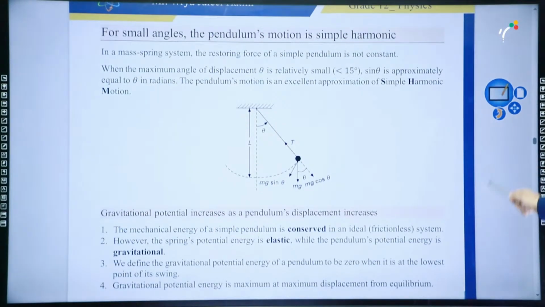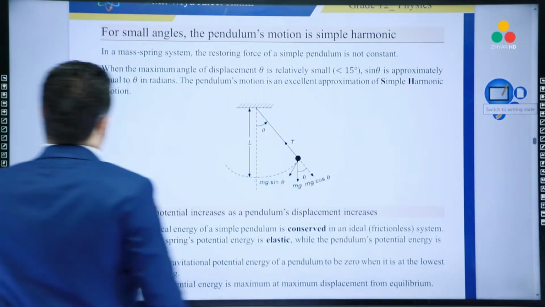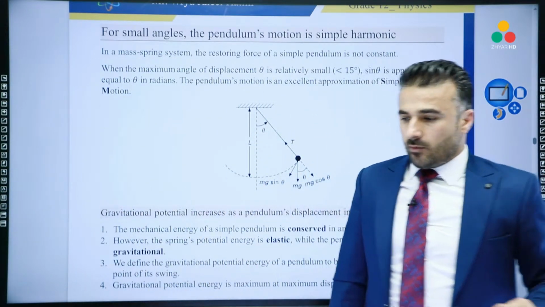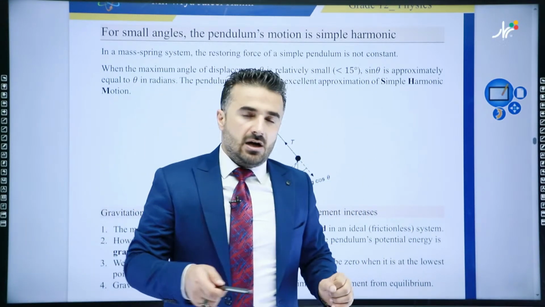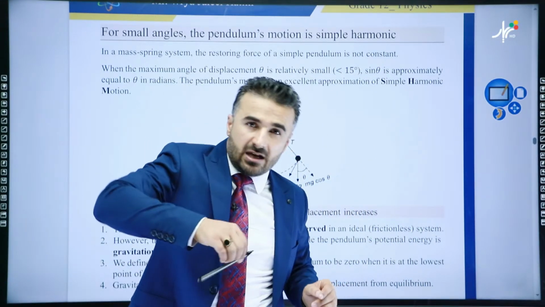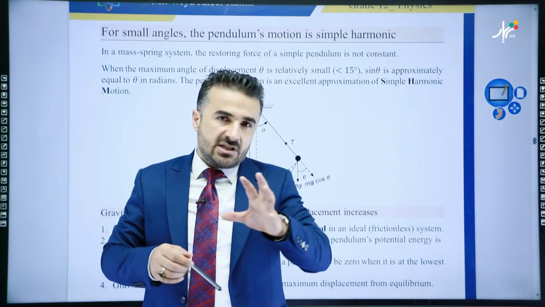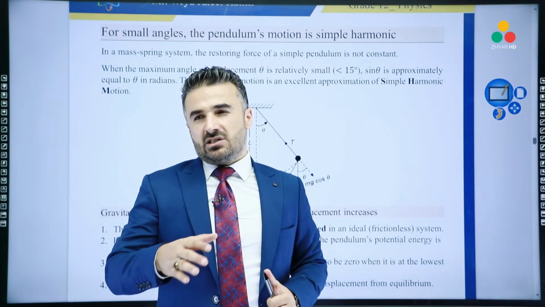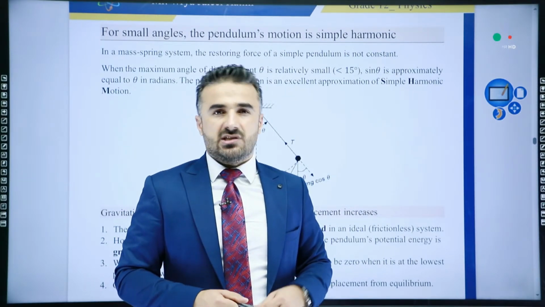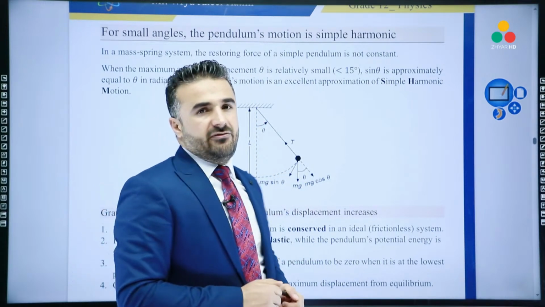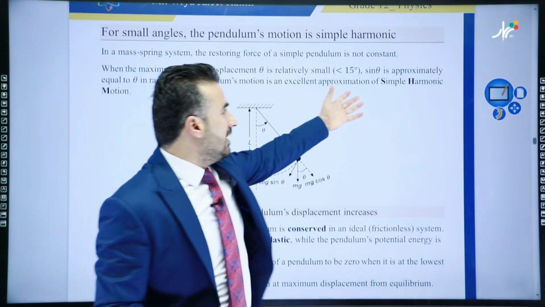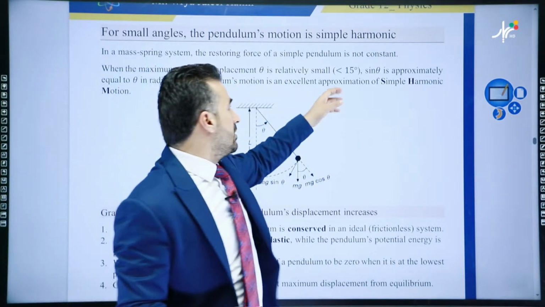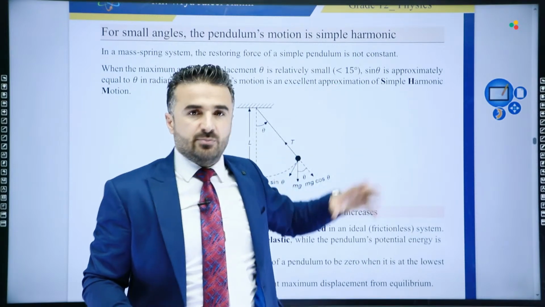Okay, and then perhaps the last few things for this session. Remember, for small angles, the pendulum's motion is considered simple harmonic motion. We said the motion of the pendulum is periodic, so it moves back and forth. When the angle is very small, let's say 15 degrees, then sine of the angle is approximately equal to the angle in radians. So the pendulum's motion is an excellent approximation of simple harmonic motion.